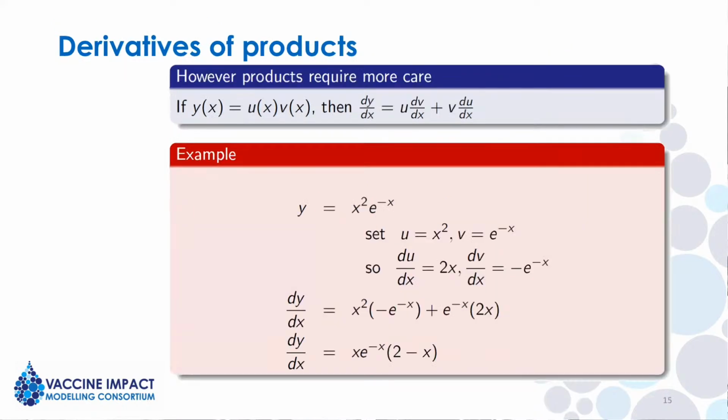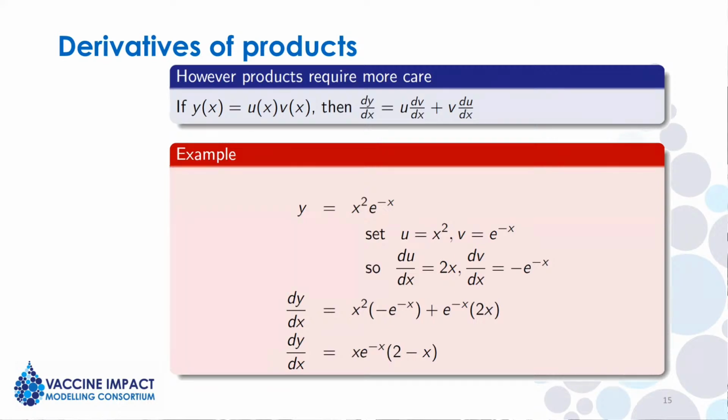It gets slightly trickier when you've got things multiplied together. So let's say you've got y of x is equal to one function times another, u times v. Then we've got a lovely rule for this, called the product rule, where dy by dx is equal to u dv by dx plus v du by dx. Again, you don't need to work that out from first principles. This is a rule that we can rely on. If you're interested, you can have a look at the proof, but we won't get into it in this course.